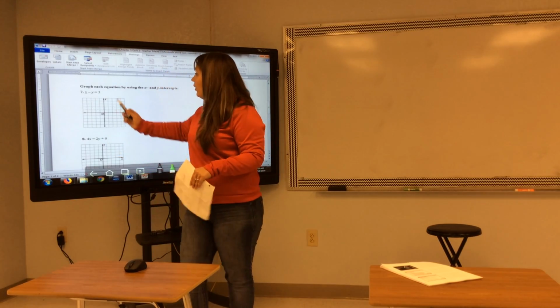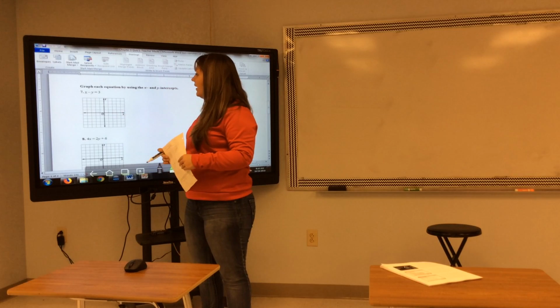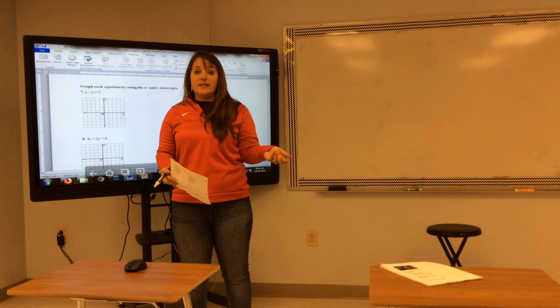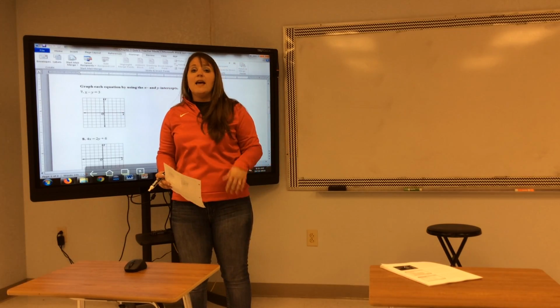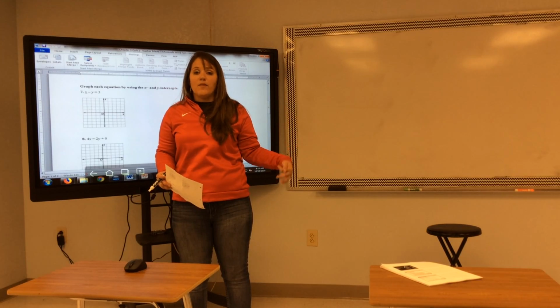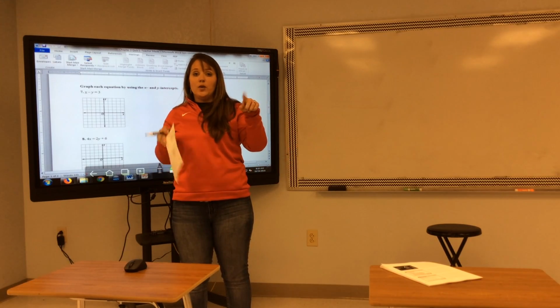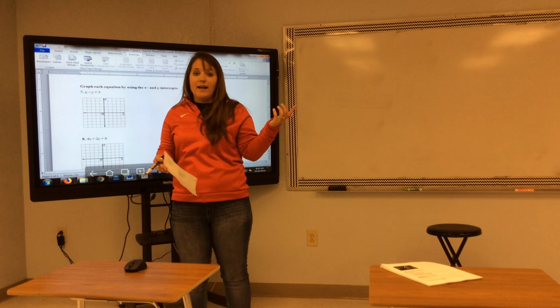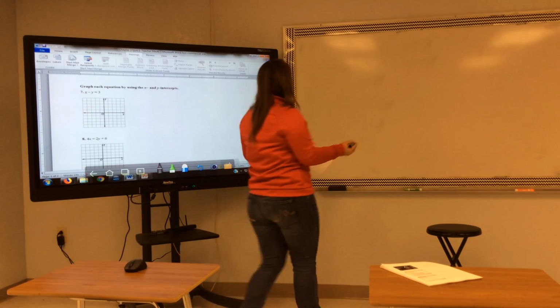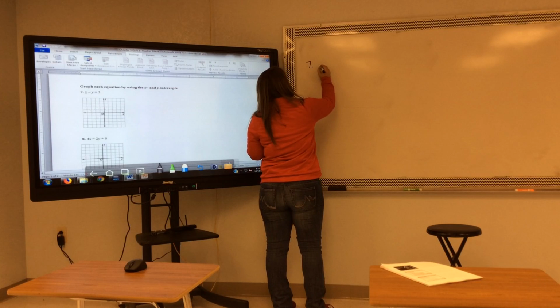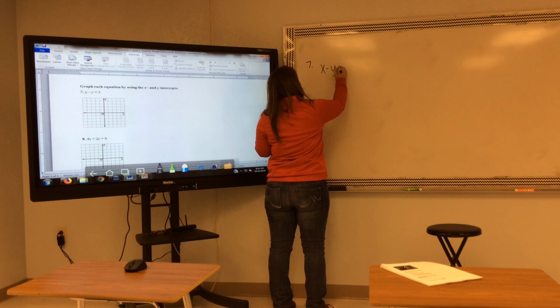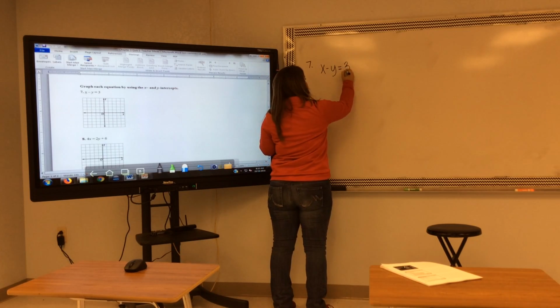So in order to graph each equation by using the x and y intercept, you set x equal to 0 and you find the y-intercept, and then you set y equal to 0 and you can find the x-intercept. Plot those 2 points, and all you need to create a line is 2 points. So number 7, your work should look like this. I have x minus y equals 3.